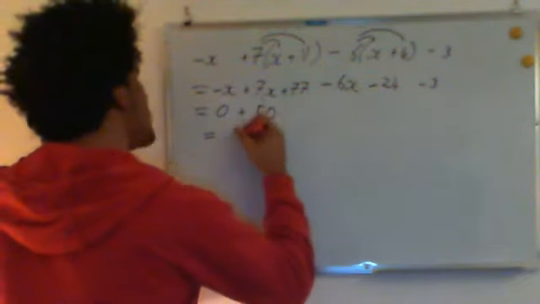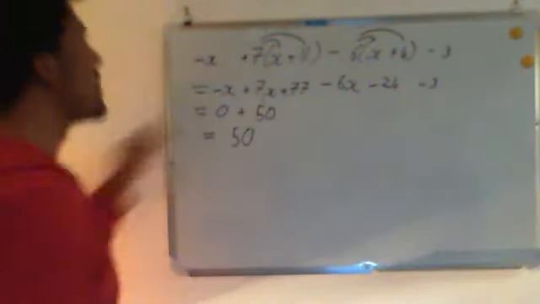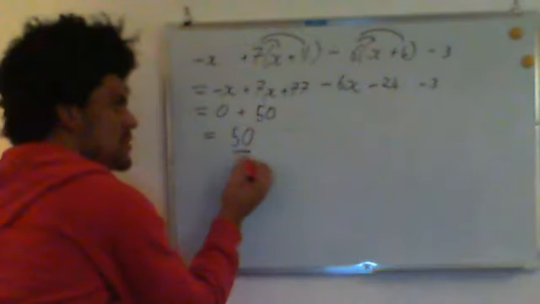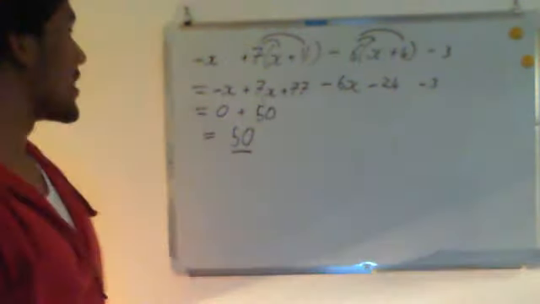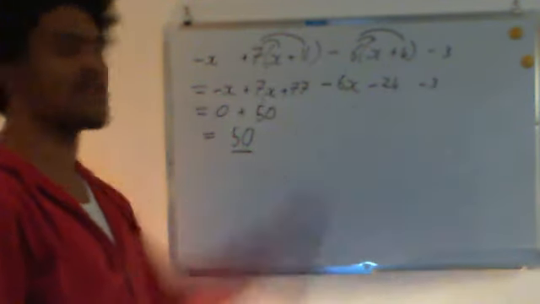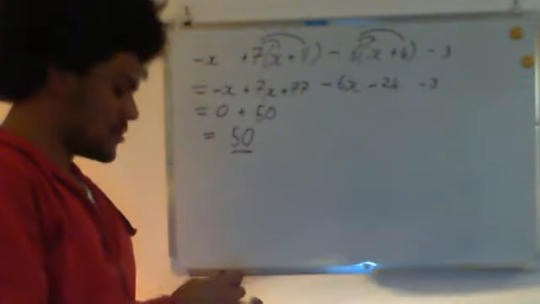So just by expanding the brackets and simplifying, this big expression here has reduced to just being 50. And that's the sort of reason why expanding out brackets is really important, because you'd obviously rather write 50 than write that entire thing. Right, cool.